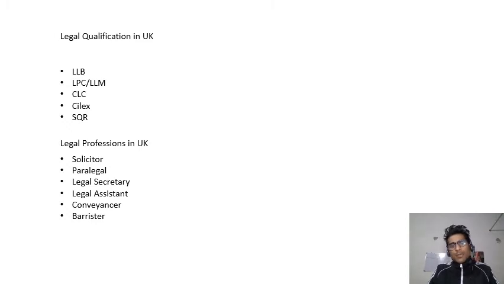CLC is also the same. They have two levels. When you complete the first level, you can become a conveyancing technician. After the final level, you become a licensed conveyancer, or you will see licensed conveyancer when you search these positions. The positions we mostly work on are solicitor, paralegal, legal secretary, assistant, conveyancer, barrister.